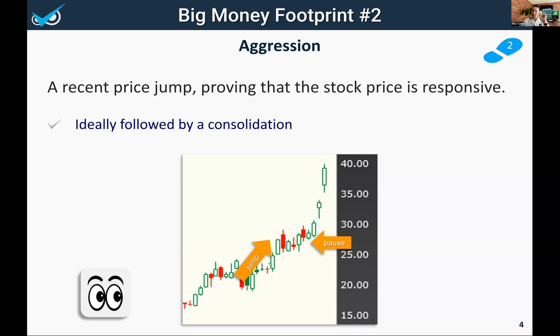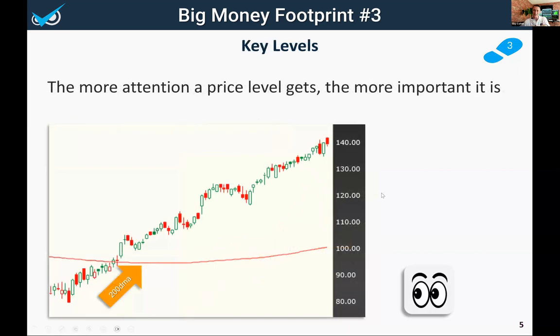We look for a move, then a sideways move. That's where we can contain our risk with our trade plan, and then a potential breakout from there. So you see the logic that we do. We don't do anything else.